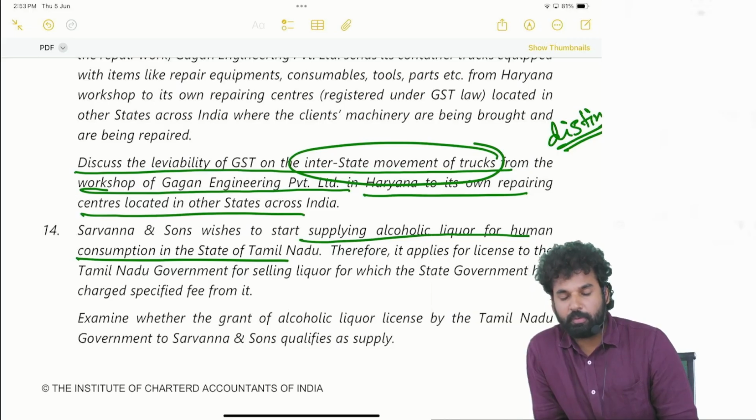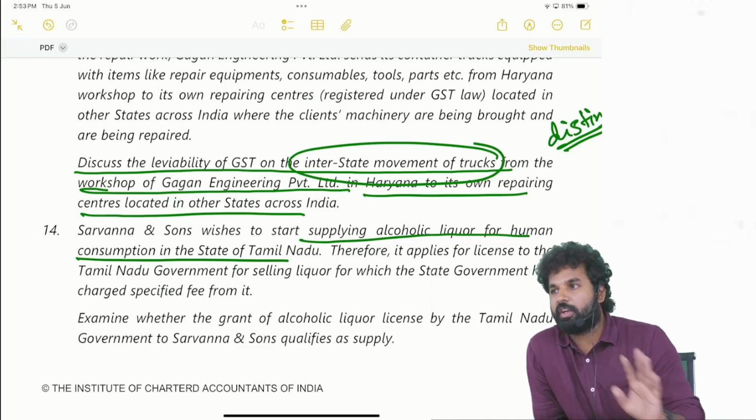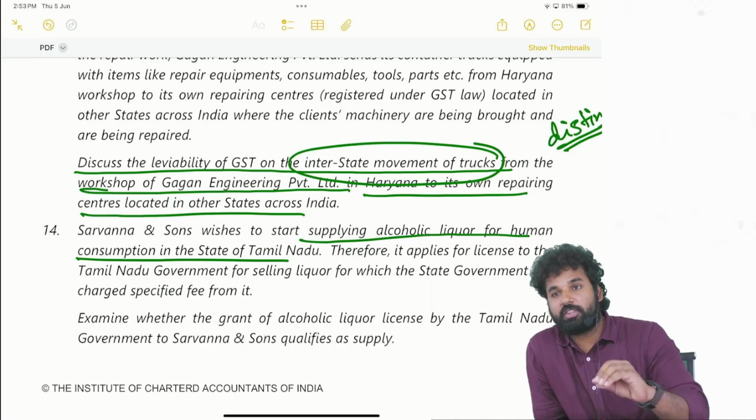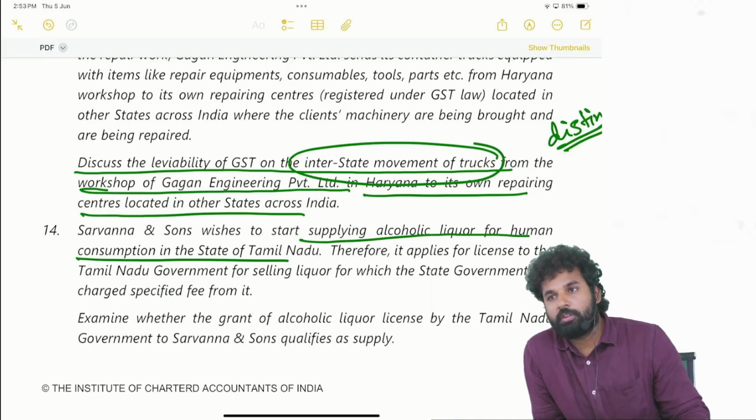See, they are not talking about alcoholic liquor. They are talking about the license of liquor. Alcoholic liquor is completely outside the ambit of GST. The Constitution has not given power with respect to it. But licensing of alcohol, is it a supply? Yes, sir. License for doing business, that is a supply.